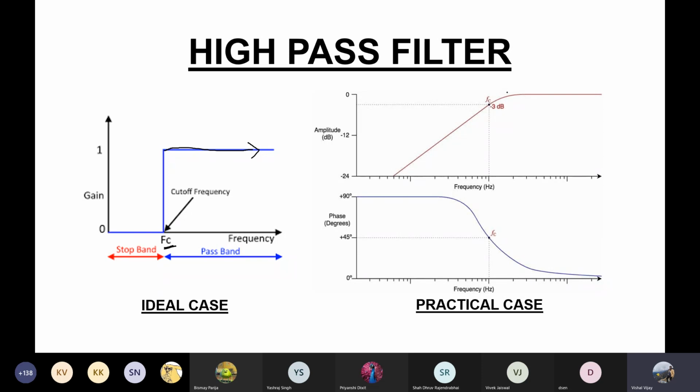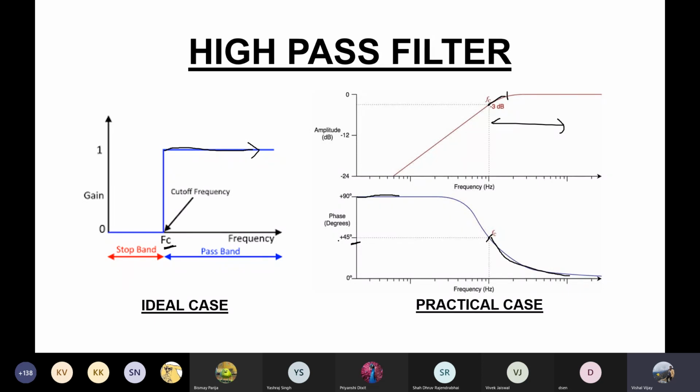At this minus 3 dB point, this is the cutoff frequency, and after this will be the pass band and before it the stop band. All right, and the phase response will also start at plus 90 degrees. At FC it will be plus 45 degrees, and it will go till 0 degrees.